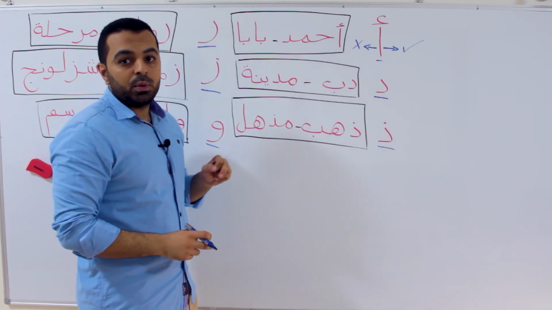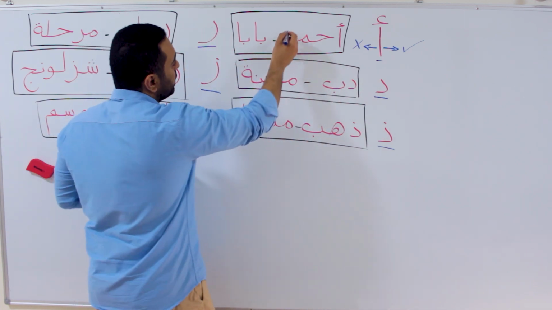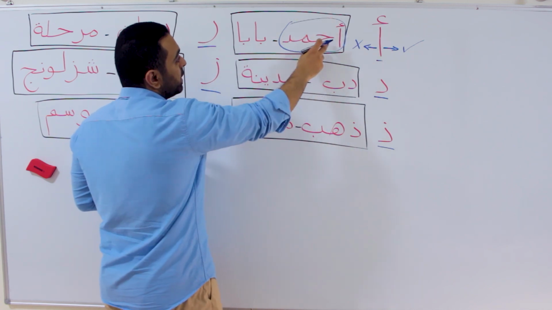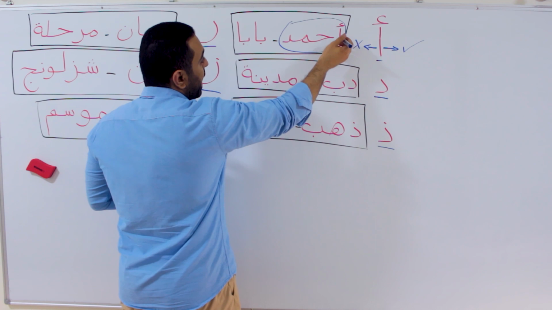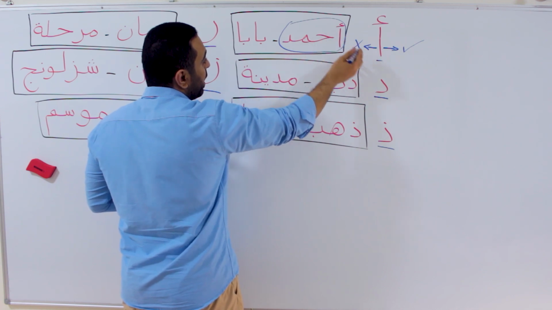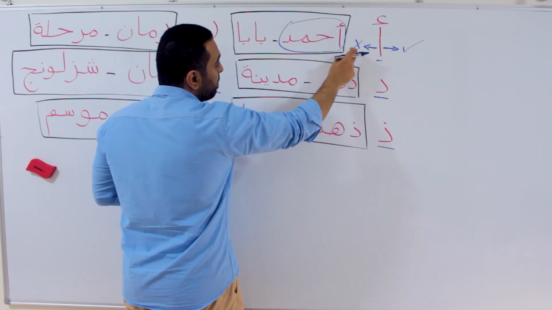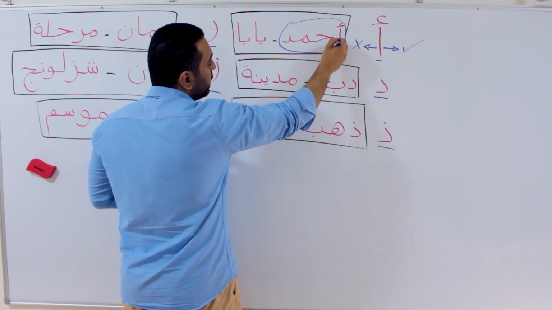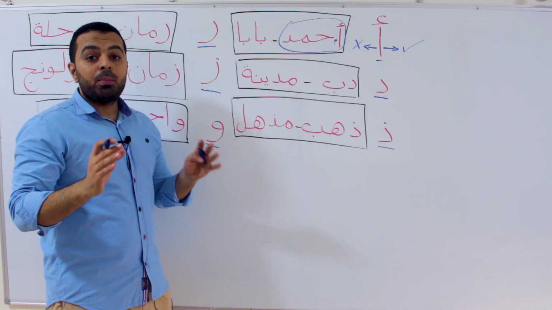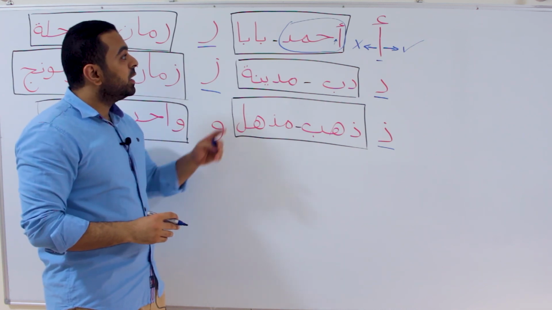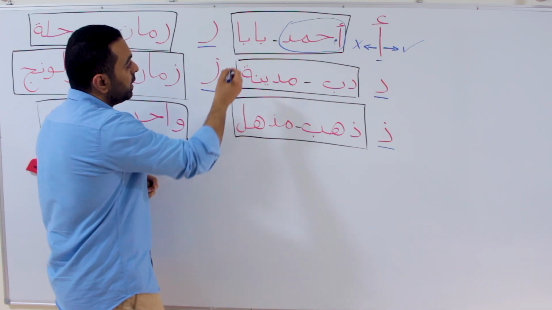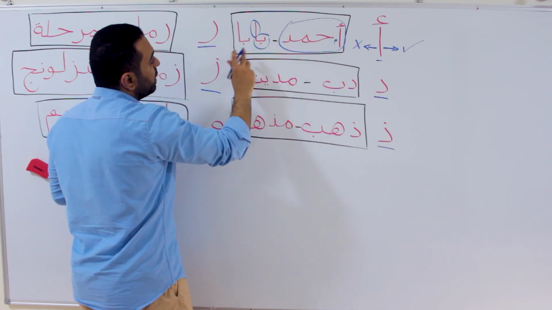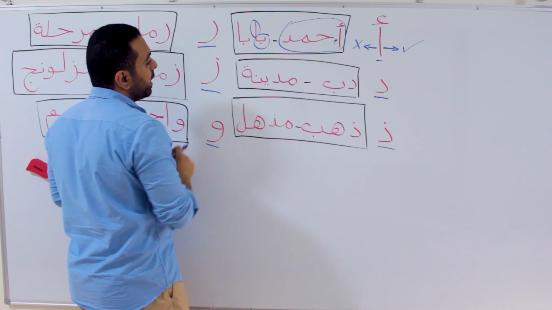Like here, for example, this is a word. The first letter is Alif. Now, after it, there is a gap. Why? Because it cannot be connected to the letter after. So here, there is a gap. Now, maybe you will find Alif is connected to the previous letter like this. This is Ba, and this is Alif. They are connected here and here, okay?